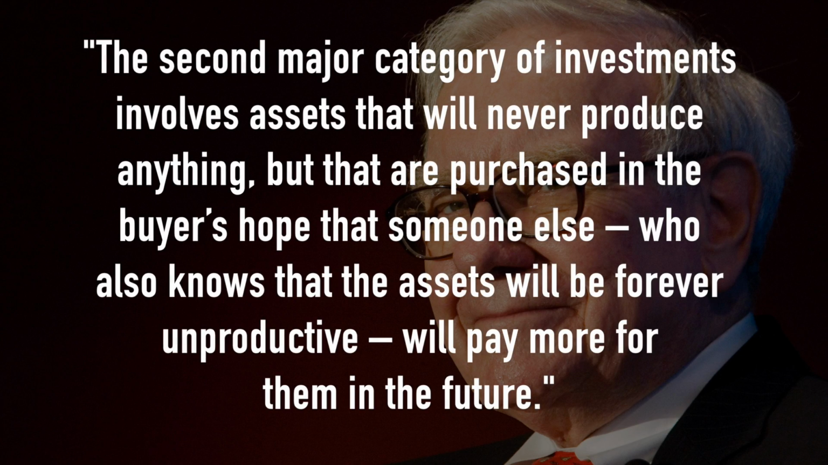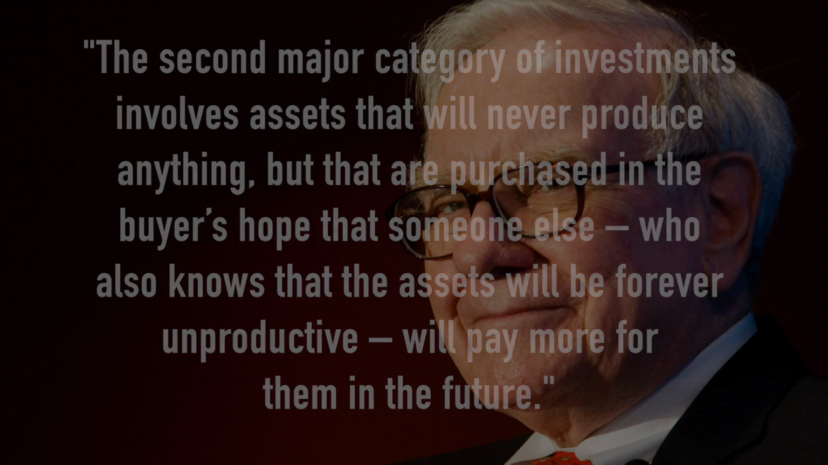The second major category of investments are assets that will never produce anything, but are purchased in the buyer's hope that someone else, who also knows that the asset will be forever unproductive, will pay more for them in the future. The major asset that Warren Buffett talks about in this category is gold.